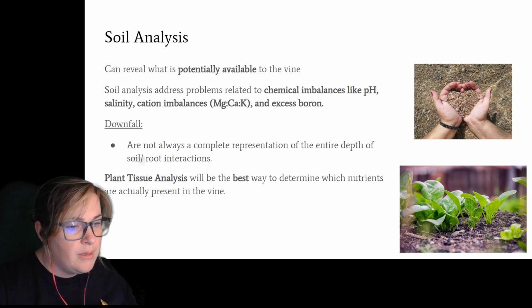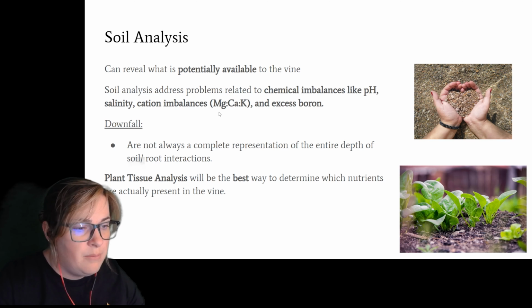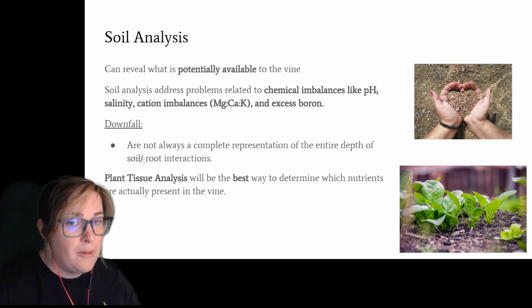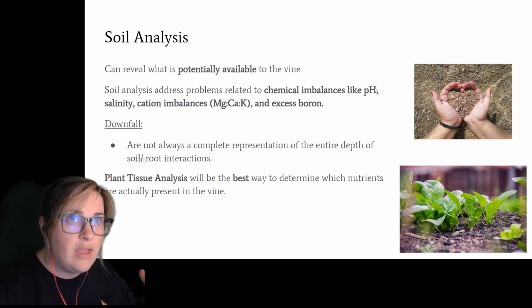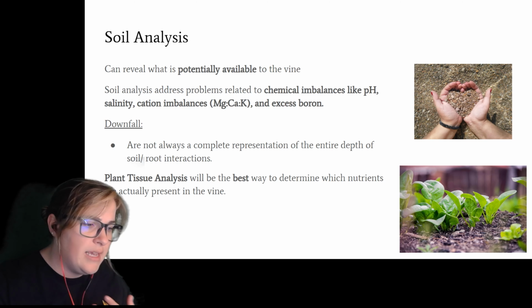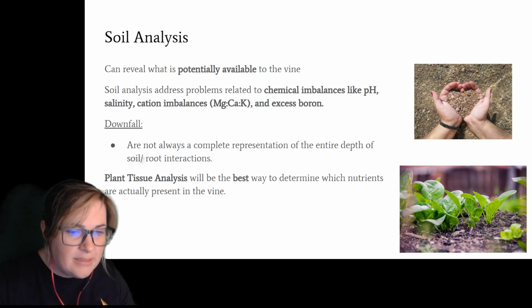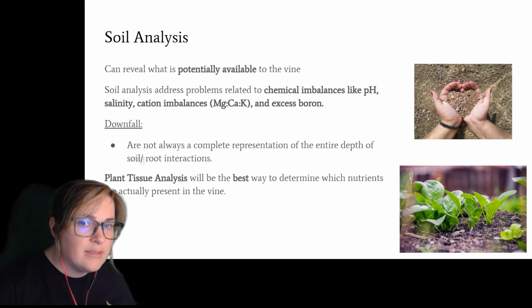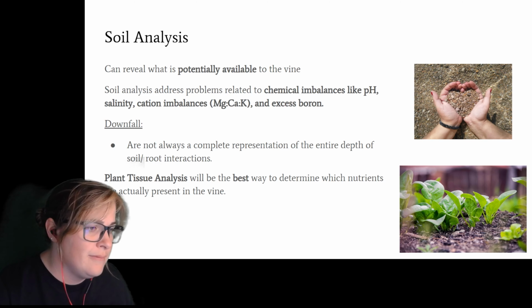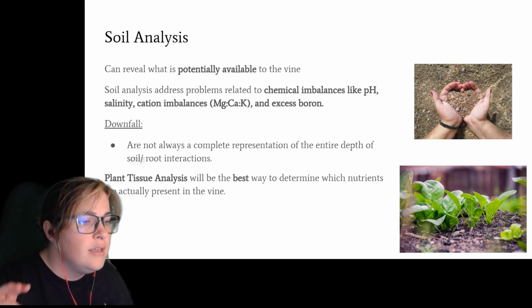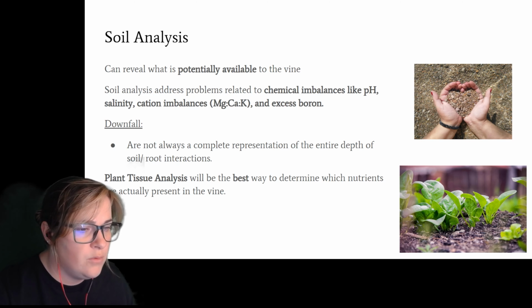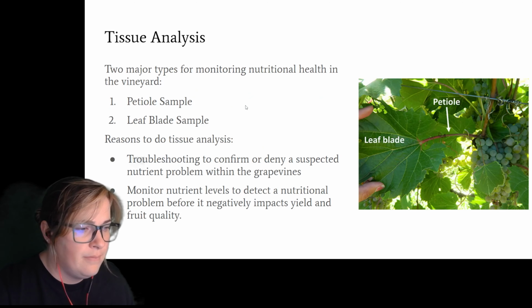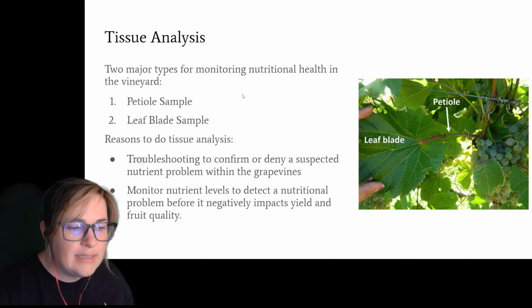So you could have a good balance of cations, but maybe your pH is off, or maybe you have high salinity, so that way it's preventing things from being taken up in the vine, right? So the best thing to do is plant tissue analysis to find out what is actually in the plant. I know I stress that a lot, but know the difference between soil and plant tissue analysis and when both are needed.